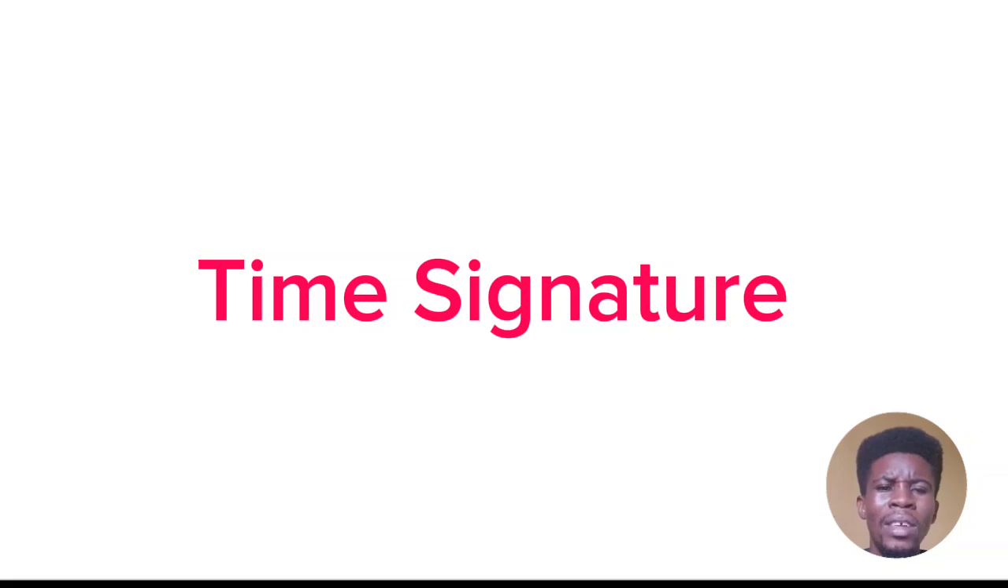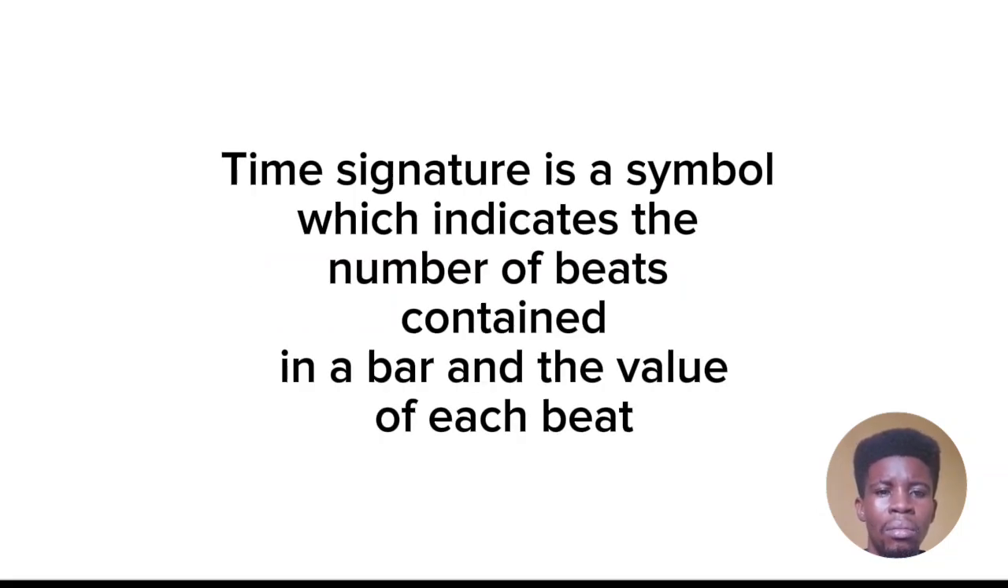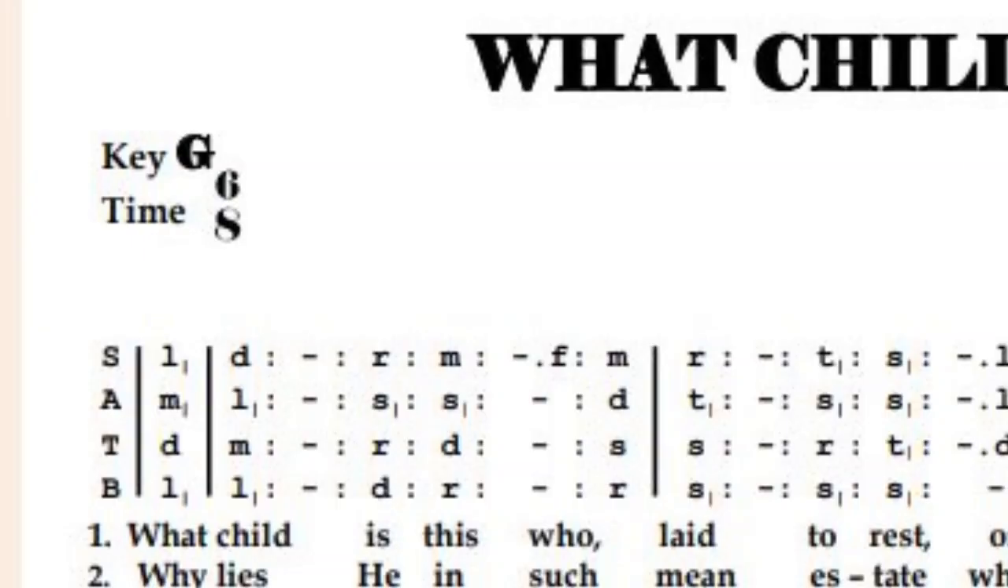So what is time signature? Time signature is not a difficult thing, but it is a symbol which indicates the number of beats contained in a bar and the value of each beat. In every song, in every sheet of music written, you will see it there. If it is software notation, you see it at the title bar where you see a figure up and a figure down, like you can see on the screen now. You see there's one number up and one number down.